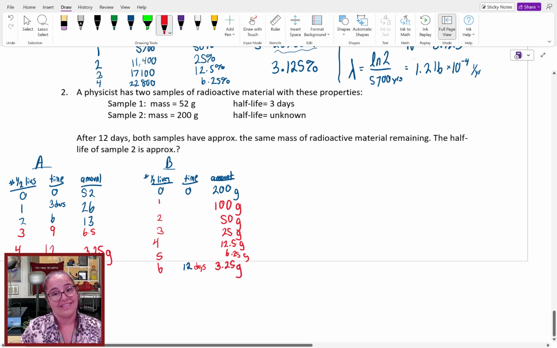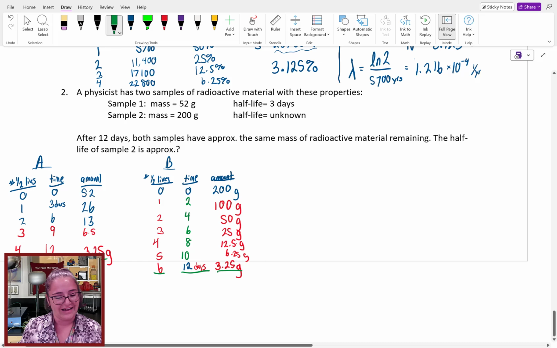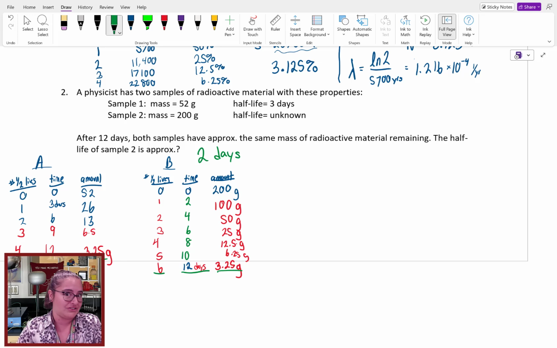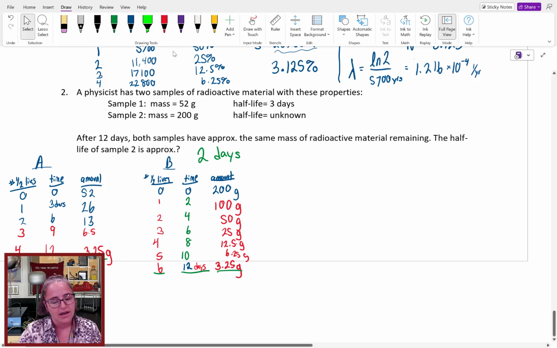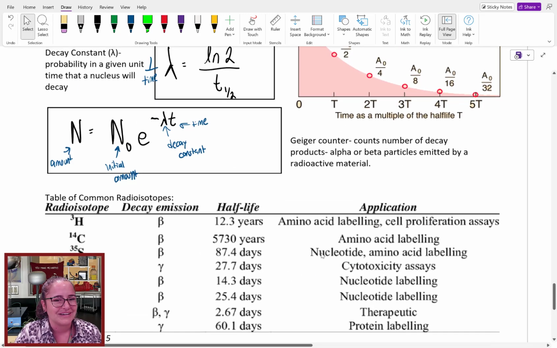So that tells us each half-life on its own must have been 2 days, because then it'd be 2 days, 4 days, 6 days, 8 days, 10 days, and after 12 days, these would have the same. So that half-life is 2 days. Now, again, that's a very conceptual way of solving it. This is how we did half-life problems before these equations were added to the AP Physics 2 equation sheet. But let's solve this using the equation, because that's probably going to be a little easier.